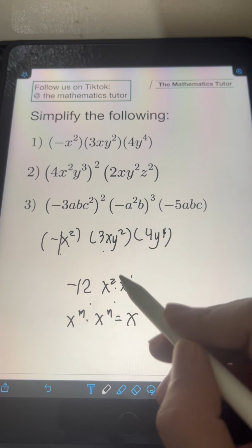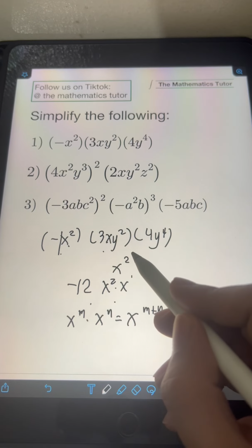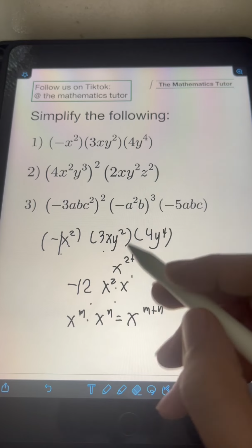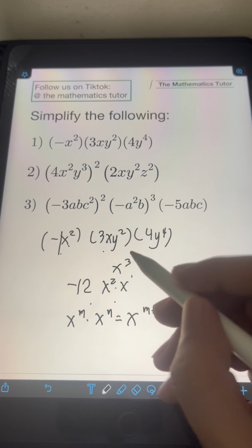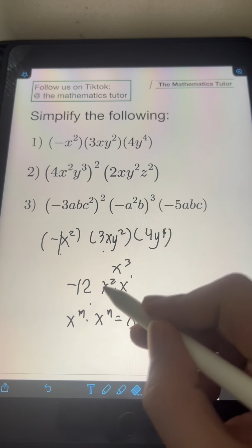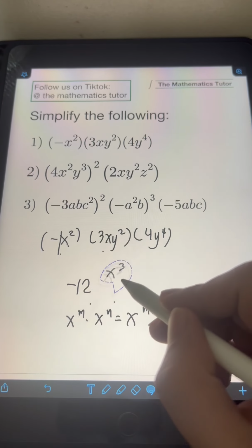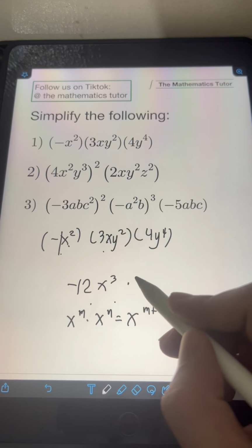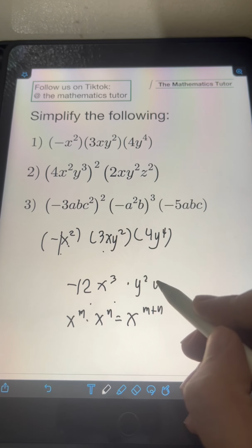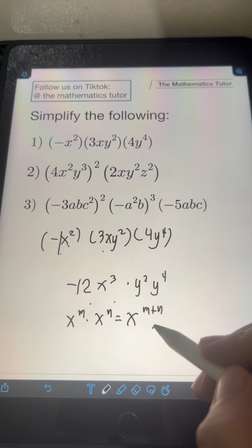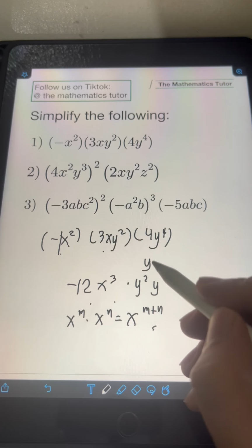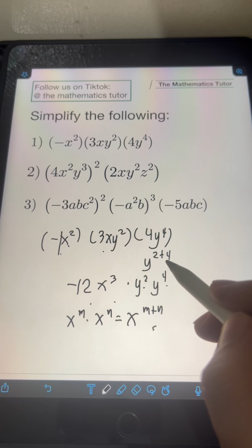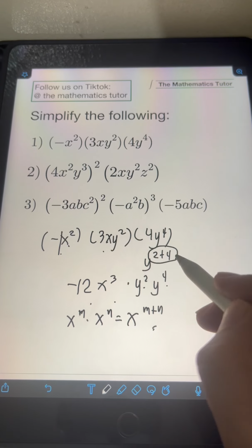We can just copy the same base x and then add the exponents 2 plus 1. So we have x raised to 2 plus 1, or x raised to the third. Therefore, x squared times x is equal to x raised to the third. Finally, doing the same with variable y, we multiply y squared times y to the fourth. Again, applying this law of exponent, copy the same base y and then add the exponents 2 plus 4. So y raised to 2 plus 4, or y raised to the sixth.